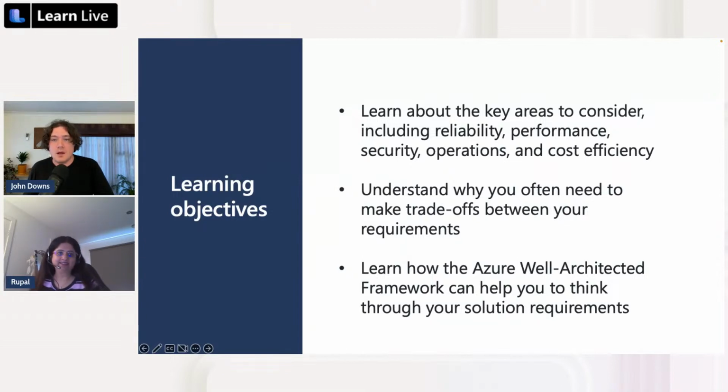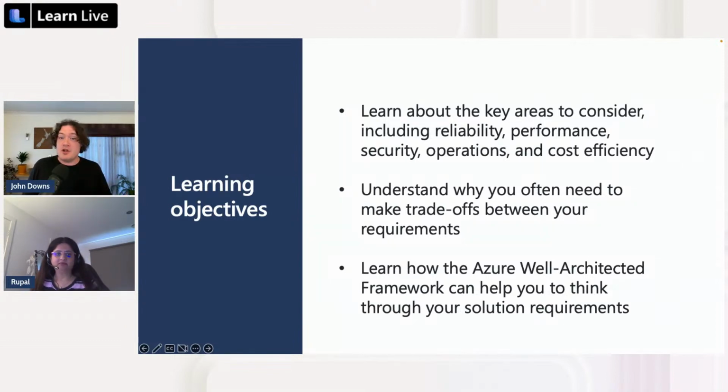That's right, Rupal. And overall, our goal today is to help you not only understand how to think about NFRs, non-functional requirements, for your own business and your own solution, although we do want to do that, of course, but we really want to help you understand them well enough so that you can start to make informed decisions about the trade-offs that you need to make when those requirements are in conflict, which does happen quite a lot.